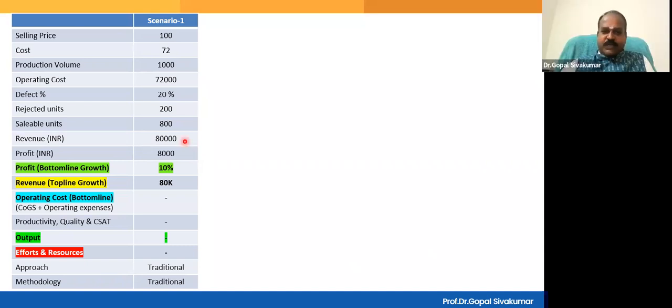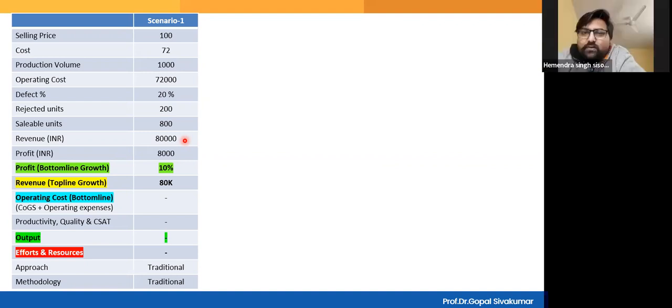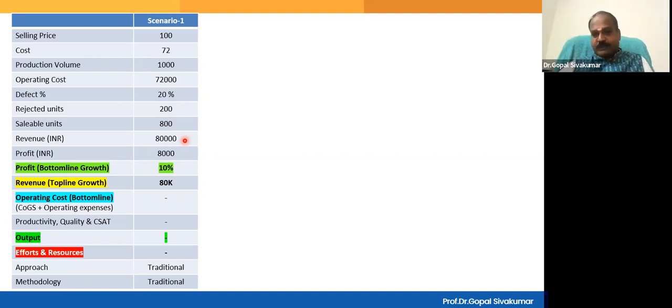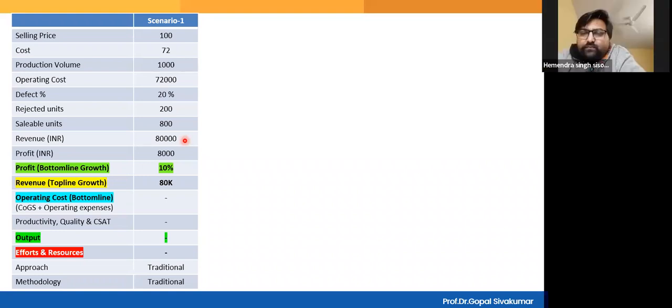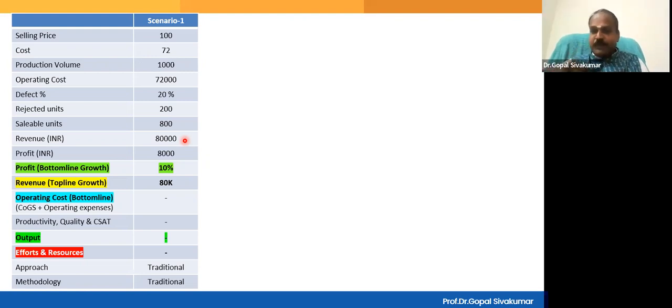And now 8,000 compared to 80,000. For every 80,000 business happening, 8,000 is your profit. So what is your actual profit margin now? 10%. You could have maintained a 28% profit margin. If your company is running with a 28% profit margin, you can pay your employees better. At the same time, you can grow your company better. You can keep your customers highly satisfied. But right now, the scenario is only a 10% profit margin.